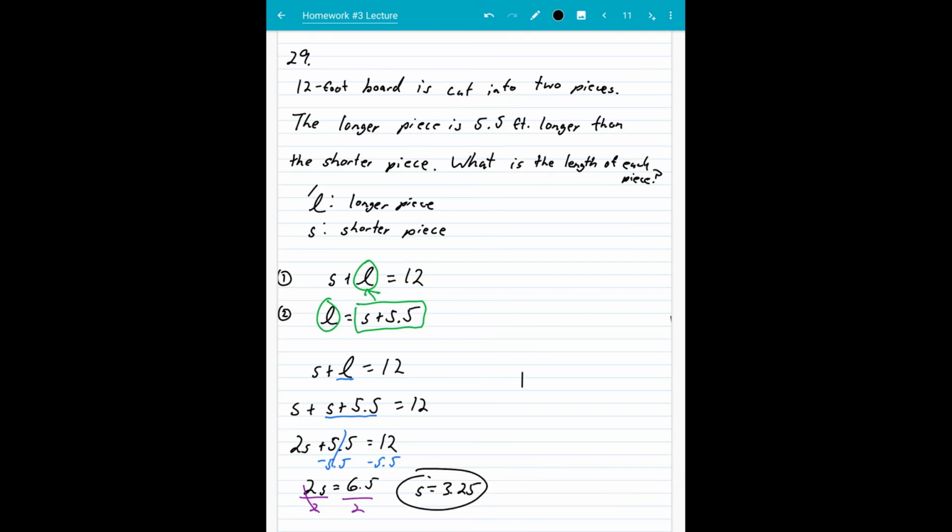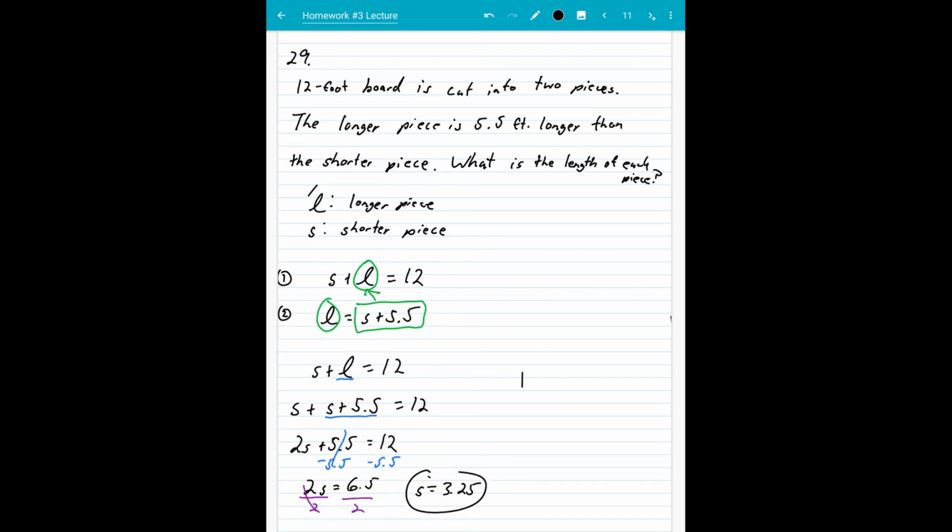So we currently have a crucial piece of information. S is equal to 3.25. That's the length of the shorter piece. Now we need to figure out the longer piece. We can plug in our S into either the first equation or the second equation to get the answer. Now I like using this one because it will give us the L right away.